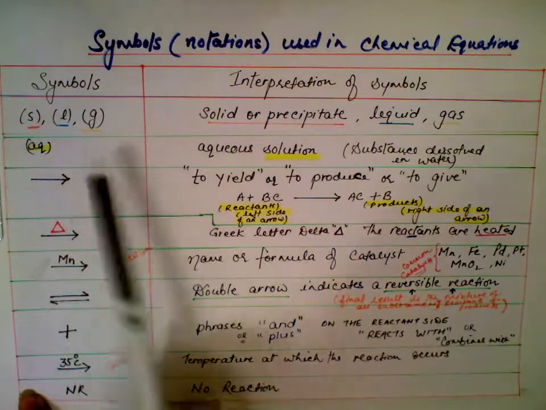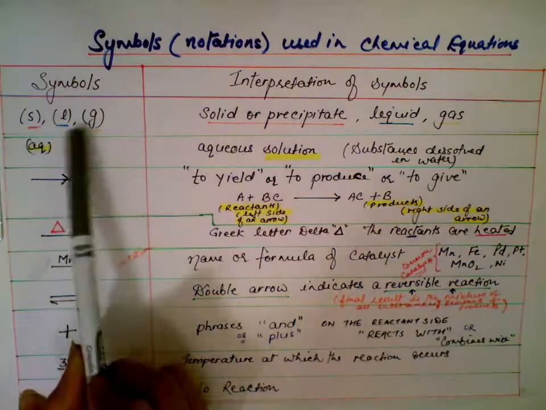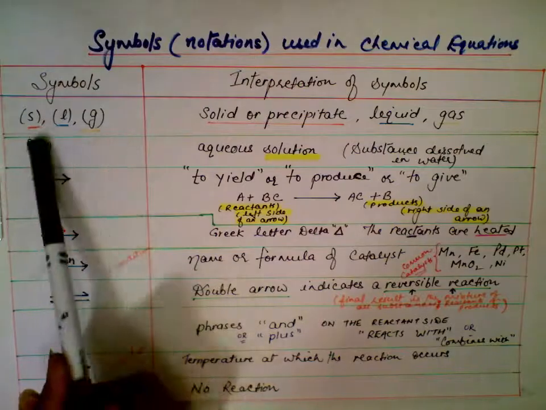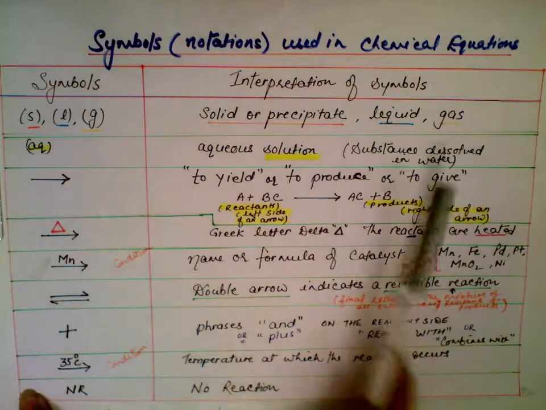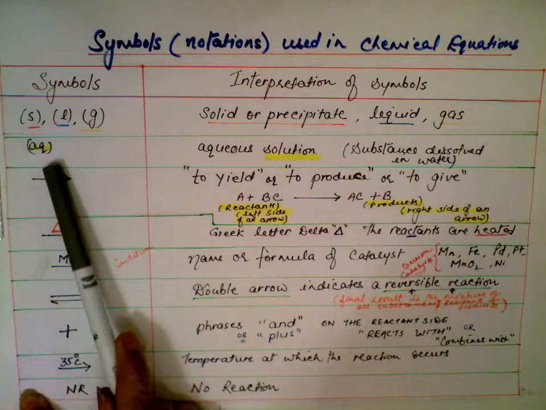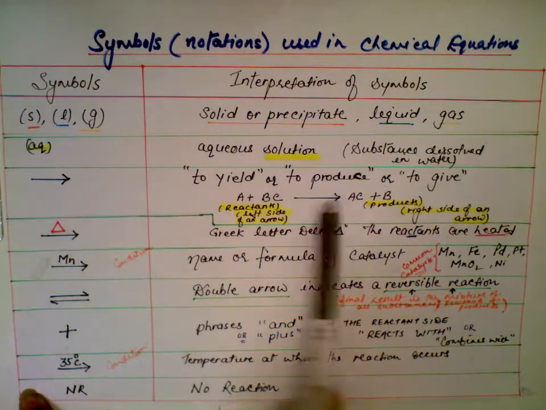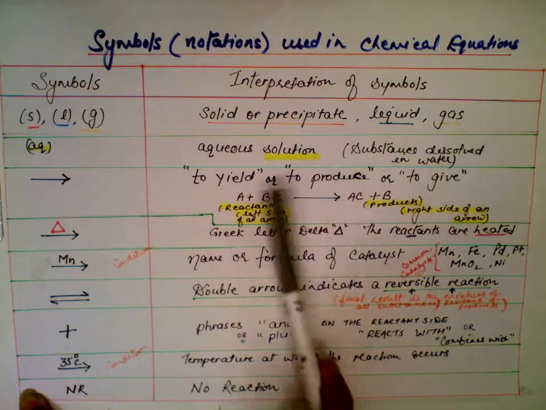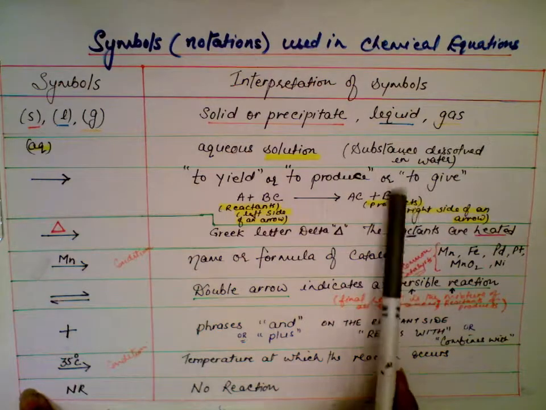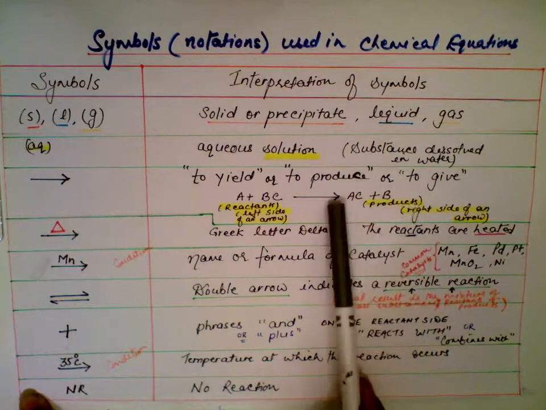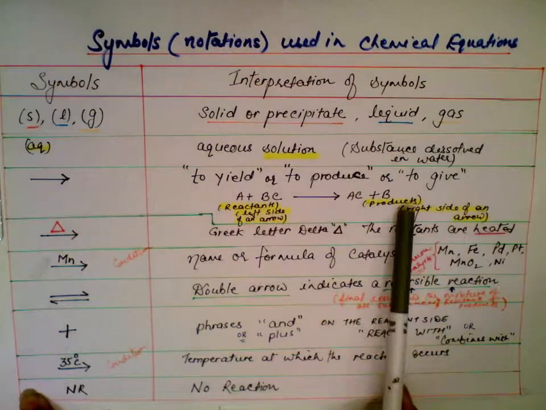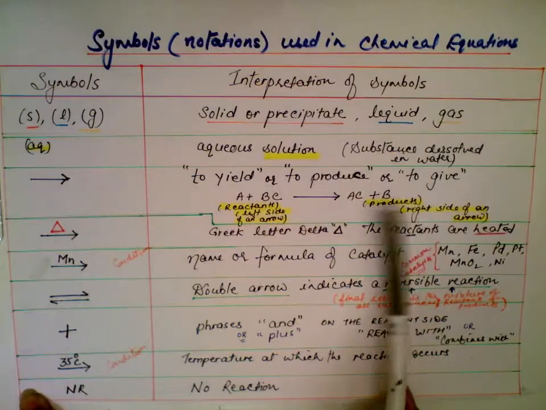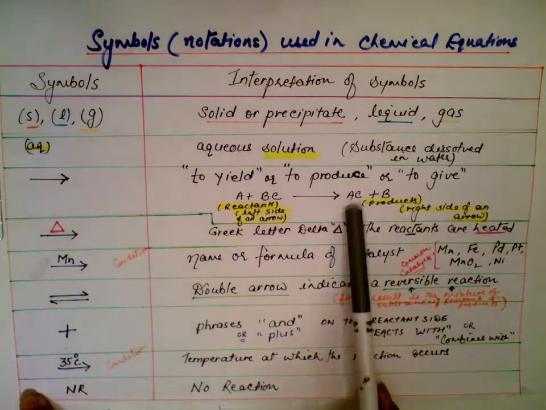Whenever you see that substances have a solid, liquid or gaseous state, you are going to see S, L or G in parentheses. When the substance is dissolved in water, you're going to see AQ in parentheses, and this arrow in the middle is read as yield, or to produce, or to give. This arrow separates the reactants from the products. Reactants on the left side, products on the right side, which indicates the result of a reaction.